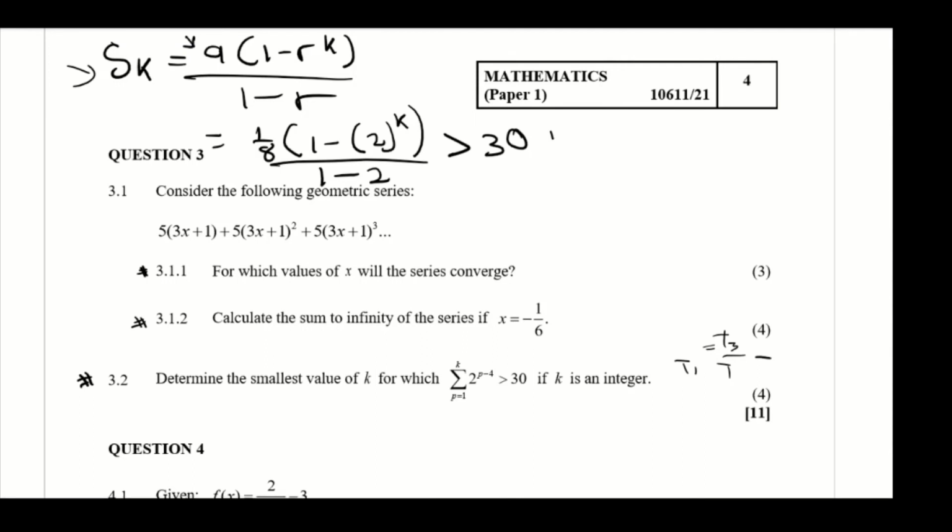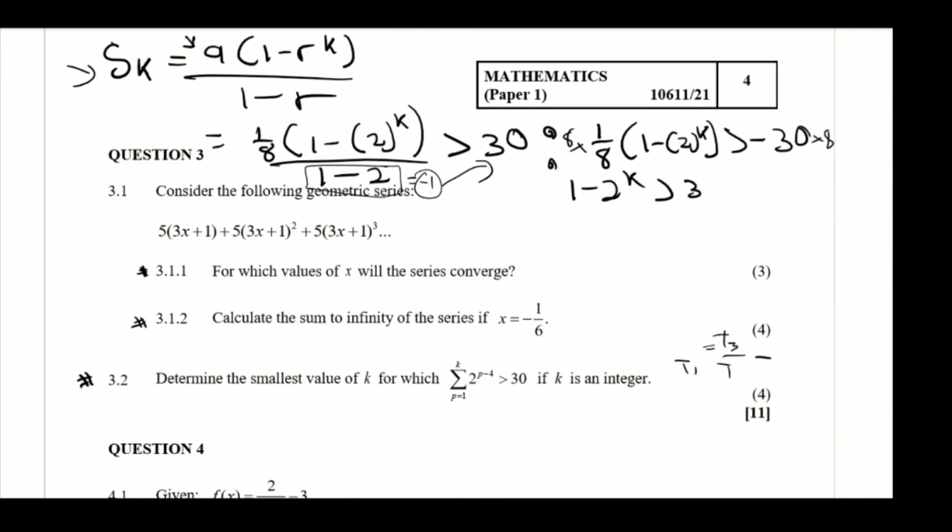So what you're going to do is this. You're going to solve this bottom, 1 minus 2, which is minus 1. So that minus 1 will cross multiply, you're going to multiply this 30. So we're going to have 1/8 into (1 minus 2^k) greater than minus 30. Then you multiply by 8 both sides, and then 1 minus 2^k greater than minus 30 times 8. Transpose the 1 to the other side. You have minus 2^k greater than minus 30 times 8 minus 1.